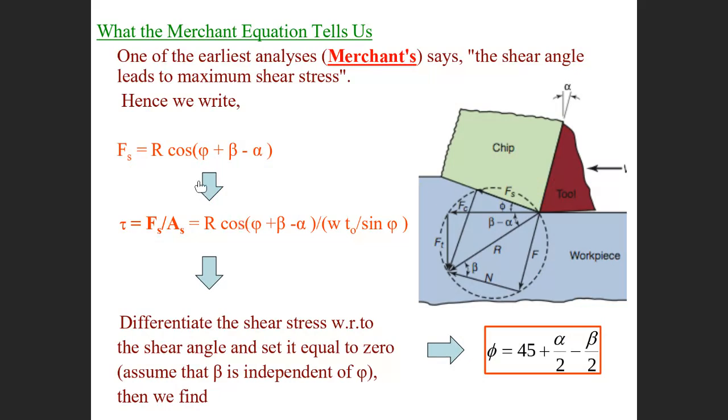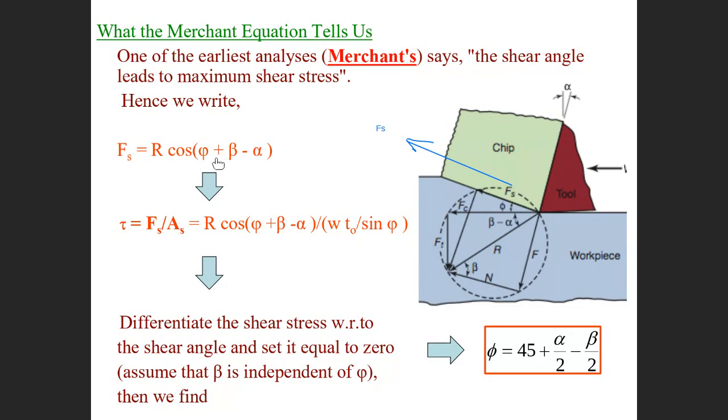What does the Merchant circle tell us? Merchant circle tells us many things. The shear angle leads to maximum shear stress. What will happen here? This is the shear angle, and this is the shear plane. Here in the shear plane, we said that Fs applies. This is Fs, the shear force, applied here in the shear plane. Normal force is applied normally.